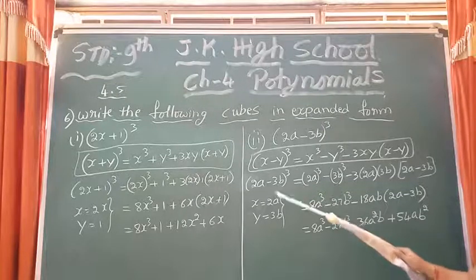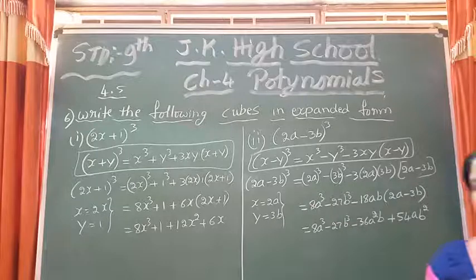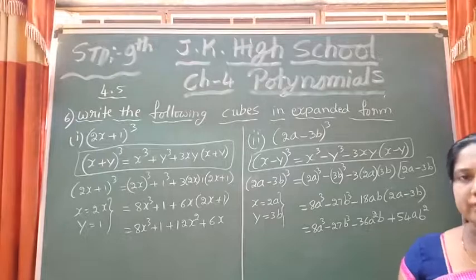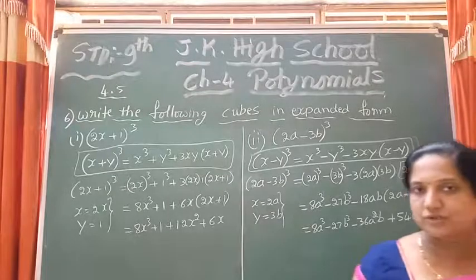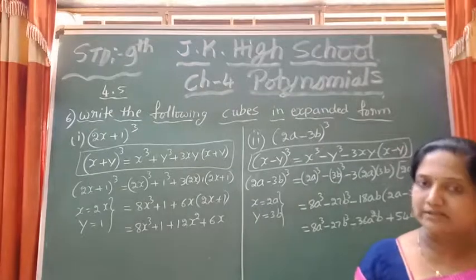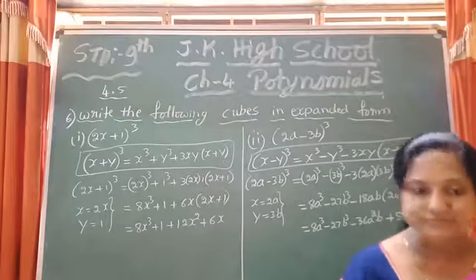Write down, and you have to remember all these identities. You have to practice by writing all these identities, then identify according to which identity the given question is, and solve in that way. Okay children, write down.